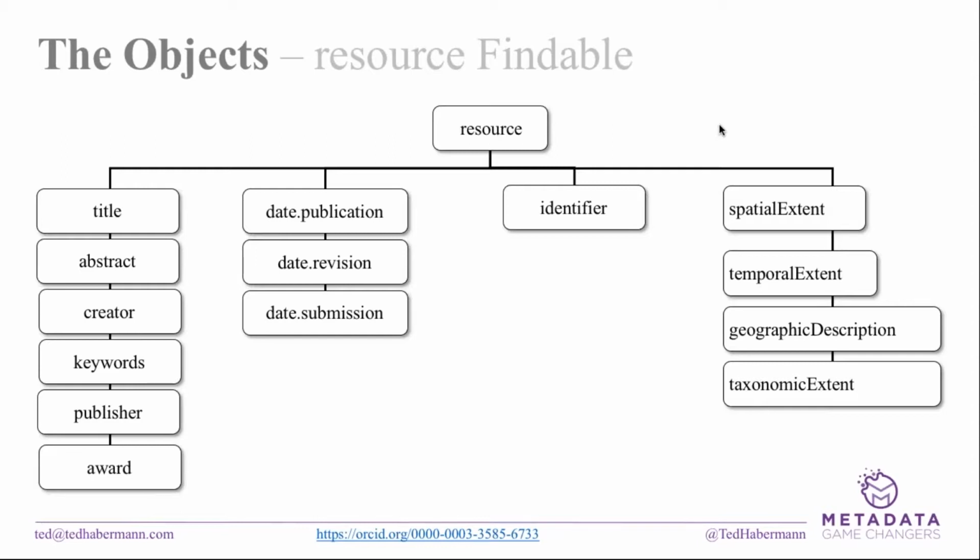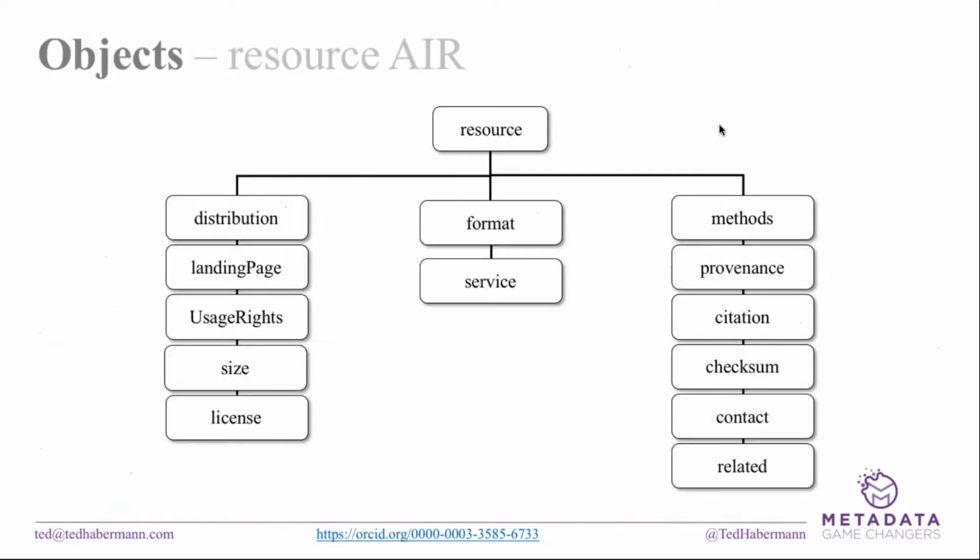And geographic description is an identifier for a location rather than a latitude and longitude. So it's a textual representation of a feature. Then distribution: landing pages, usage rights, file size, which still exists in a lot of disciplines or dialects. Once you get the data, you need to know the format. You might need to know the services that are supported for the data set in the repository. And then things related more typically to reusability: methods or provenance, a citation for the data, checksums to make sure you got the right data, contents, and then related fields like we talked about before.